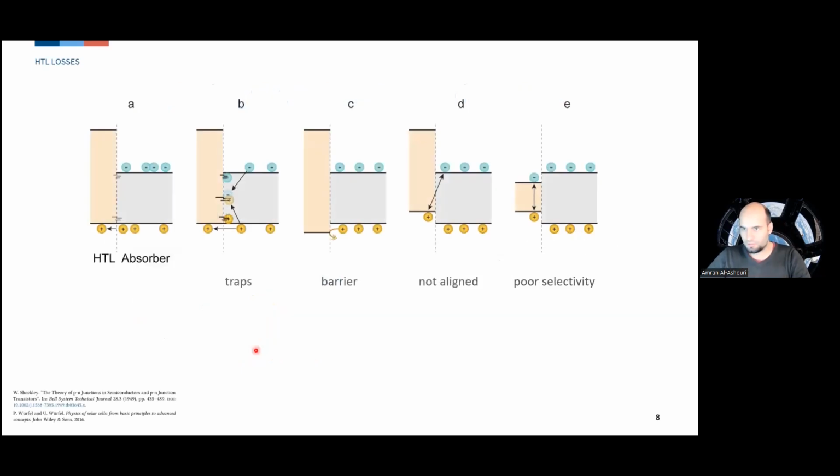There are a few things that can go wrong at the hole-selective interface. So this is the ideal case. Everything is aligned. You get the holes out of the absorber. But you can have traps in between, which are attractive to both electrons and holes. The worst traps are those in the middle, because then the rates are the same and you lose a lot of charge carriers. You can also have a barrier in which the holes would need additional energy to enter the hole-selective layer to then go to the electrode. Then you can also have a not aligned interface. So you would just lose energy here, free energy, or poor selectivity, where both charge carriers go in and recombine there.